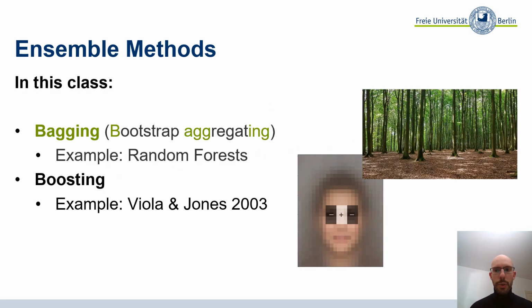And basically, there's two different methods of how you can combine these predictors into better predictors, which are called bagging and boosting. Now, in this lecture, we're only going to look at bagging. Boosting is going to be covered in the next lecture, and we're going to look at bagging through the example of random forests.